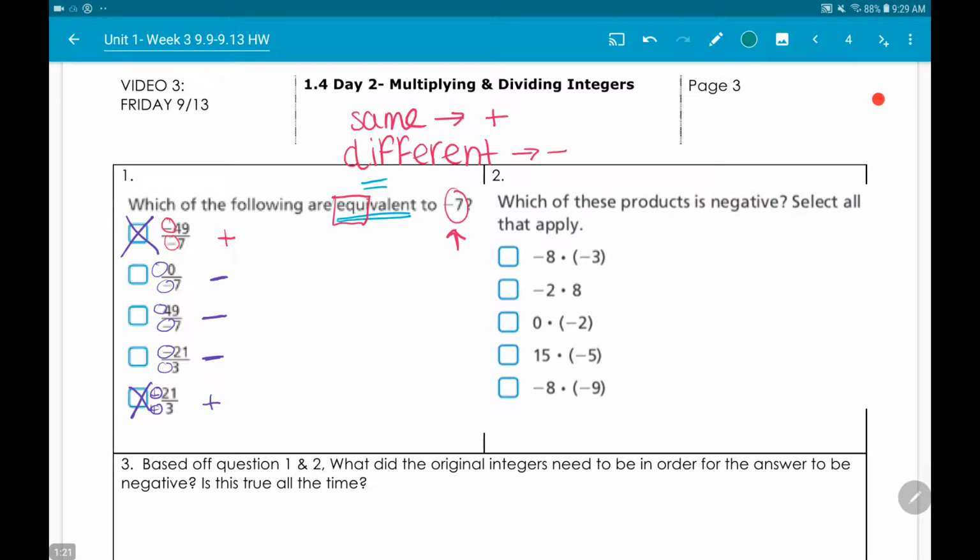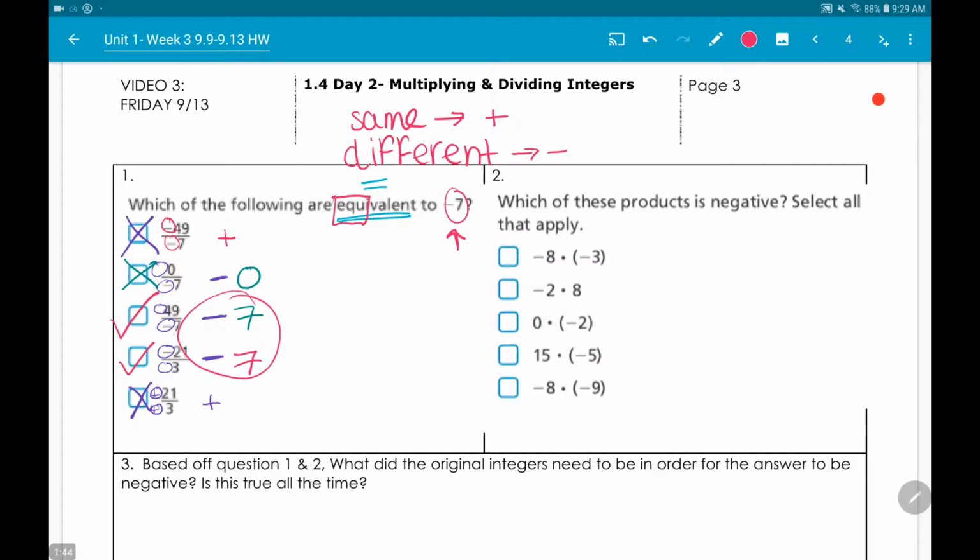So 0 divided by 7 is 0, so that is not accurate. 49 divided by 7, that is 7, so that is good. Let's put a check. And 21 divided by 3, that is also 7. All right, so these are my two answers.